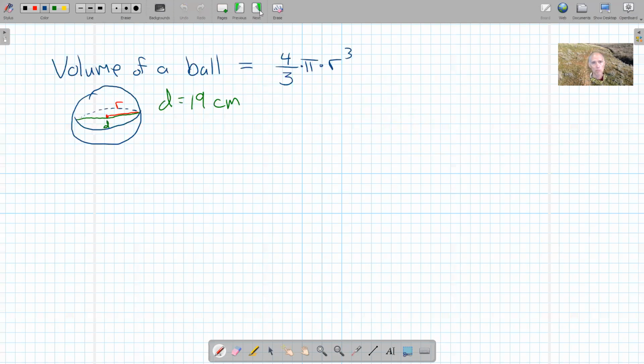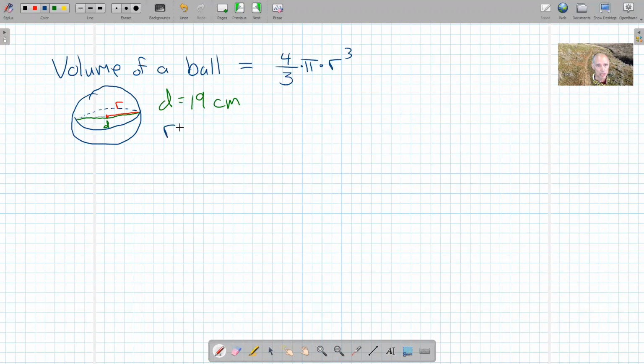Here we have the volume of a ball, and the formula is 4/3 times pi times the radius cubed. And I'm given a diameter of 19. And so I have a picture here. This is my best sketch of a ball, forgive me. The radius is the distance from the center to the edge. The diameter is the distance across the edge through the center there. So the radius is half the diameter.